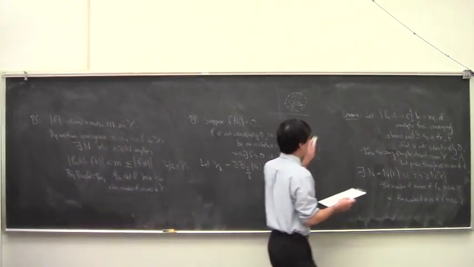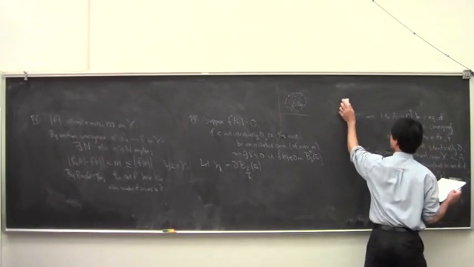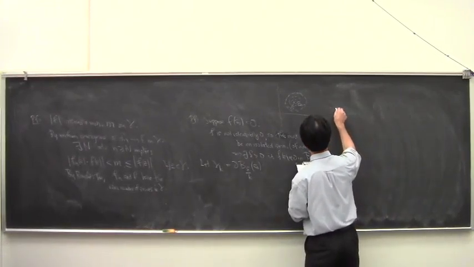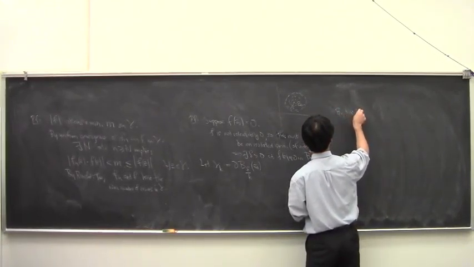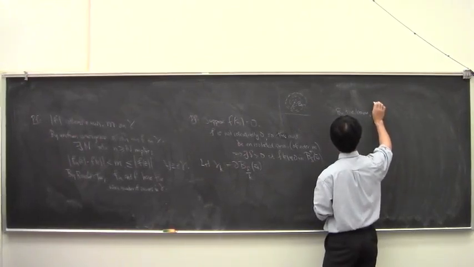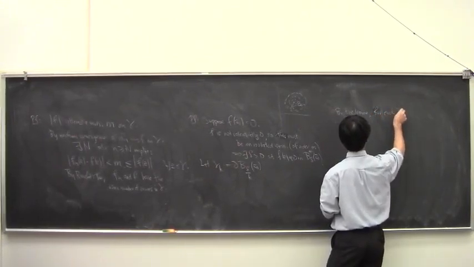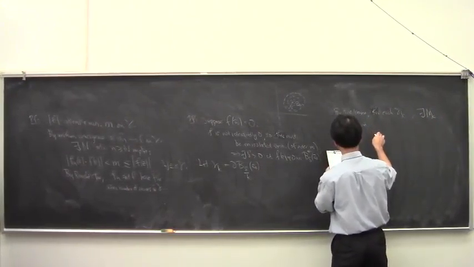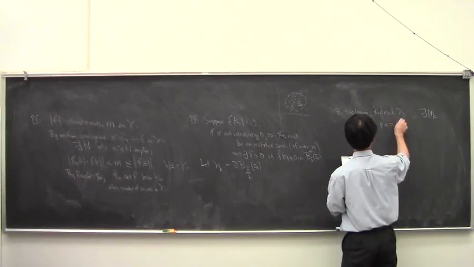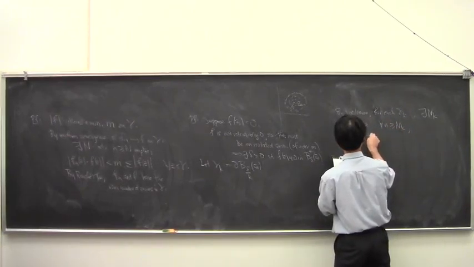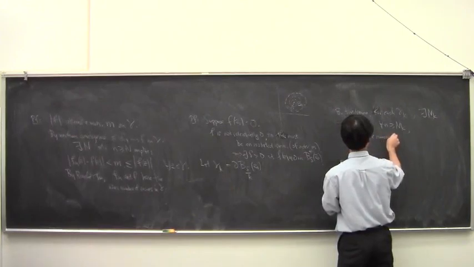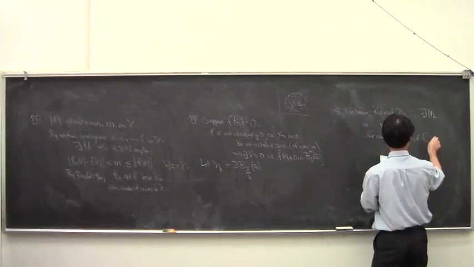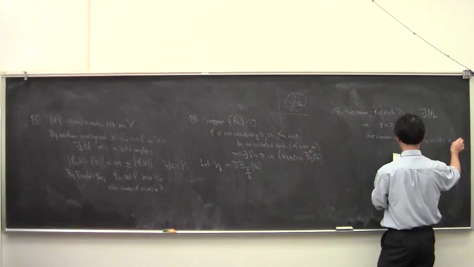Then by the lemma, for each gamma sub k, there exists an n sub k such that for all n bigger than or equal to n sub k, the number of zeros of f sub n inside gamma sub k is m.